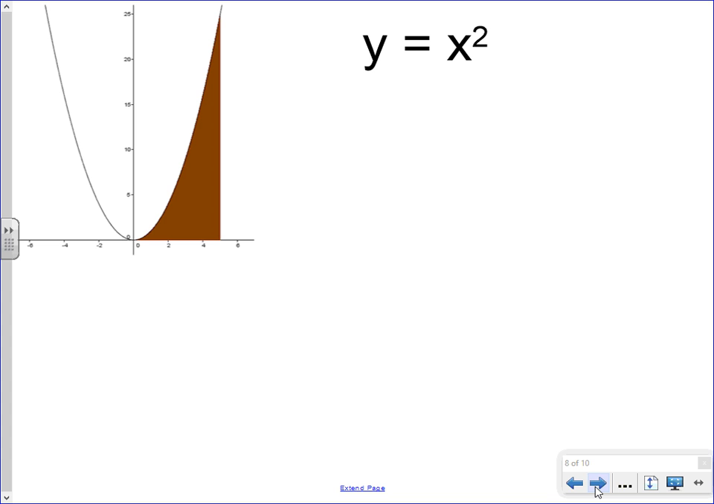Okay, so I have a picture for you. You don't have to draw the picture down if you don't want to. But if this is 2, 4, and 6, we have area over what interval? 0 to 5. So this picture right here means we're taking the integral from 0 to 5 of x squared dx.